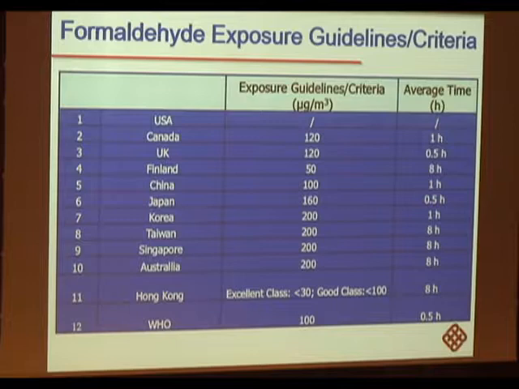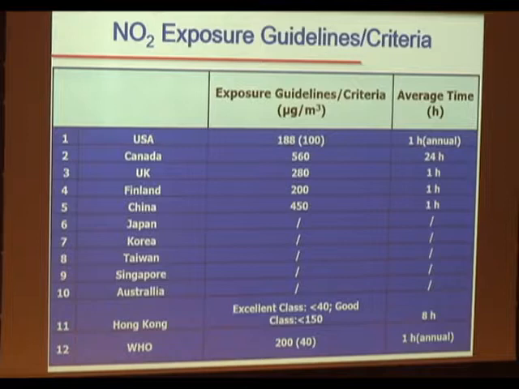So you can see different IAQ guidelines have different concentration levels or even different averaging times, so it's not easy to compare, even when you have so much data. NO2 is another example. WHO has a new NO2 guideline for 1 hour, which is 200. And in most of the guidelines here, the values are higher than this WHO guideline in terms of 1 hour. Even some of the guidelines are regulated at 24 hour.